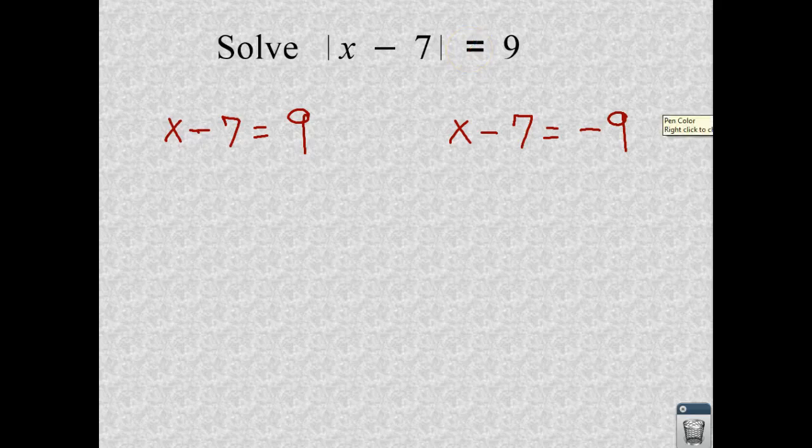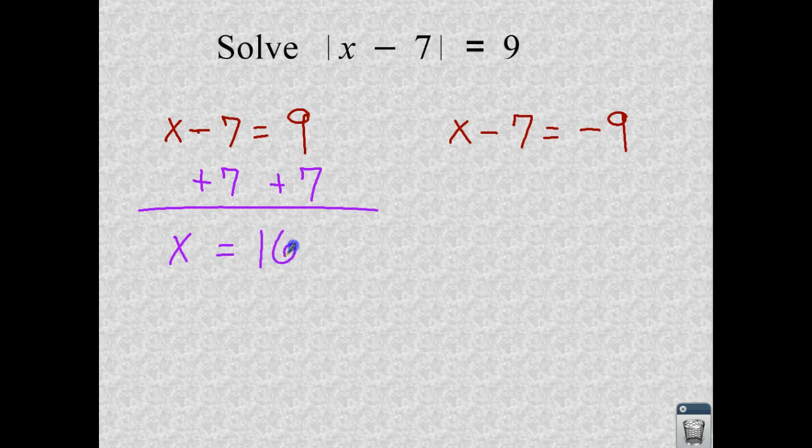Kind of confusing. So if I know that x subtracted by 7 is equal to 9, let's add 7 to both sides. So we're basically solving an equation for x. So x is equal to 16. So if I were to take my x being 16 right here, 16 subtracted by 7 is equal to 9. The absolute value of 9 is equal to positive 9. So there's one of your answers with the check.